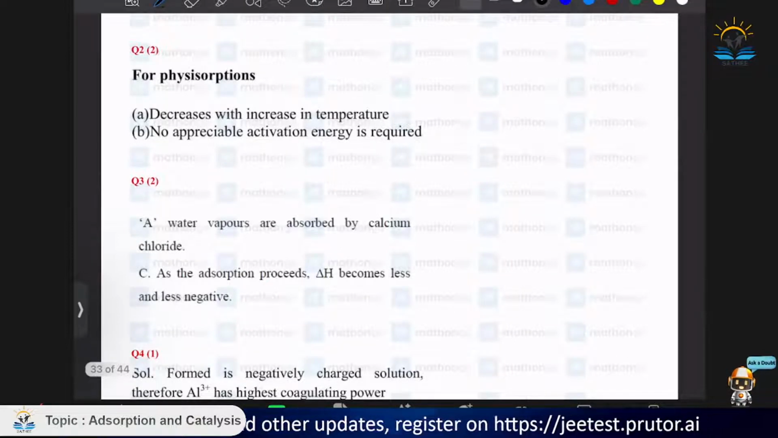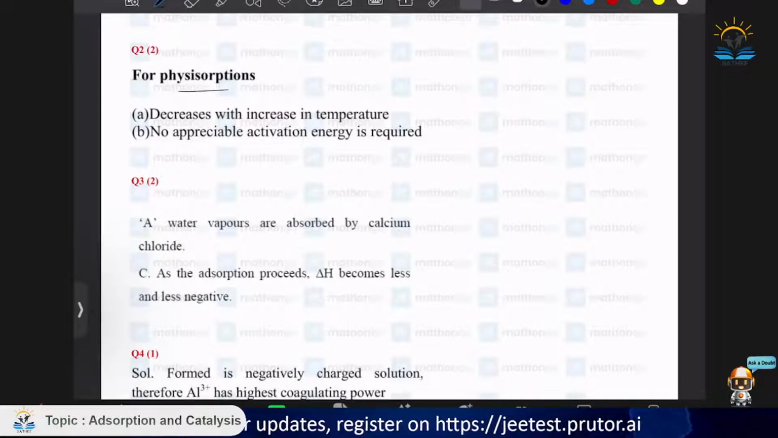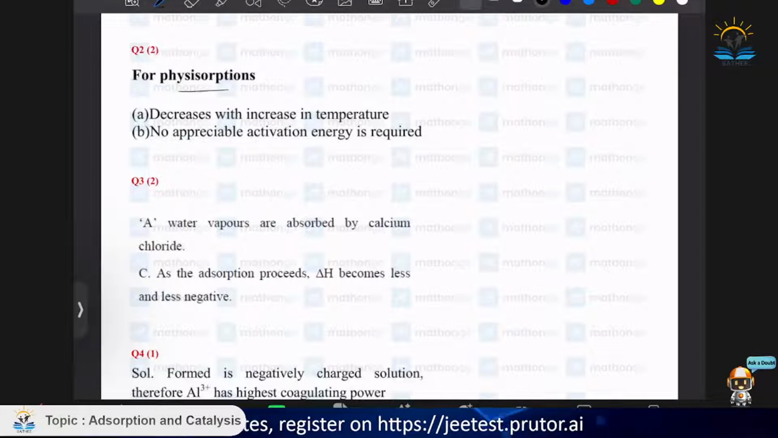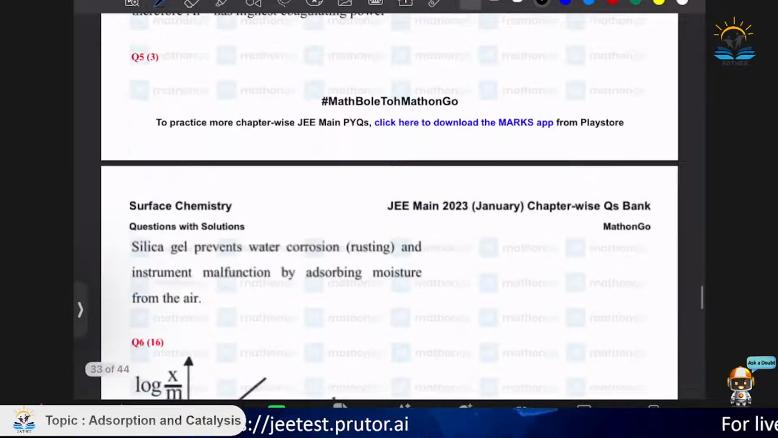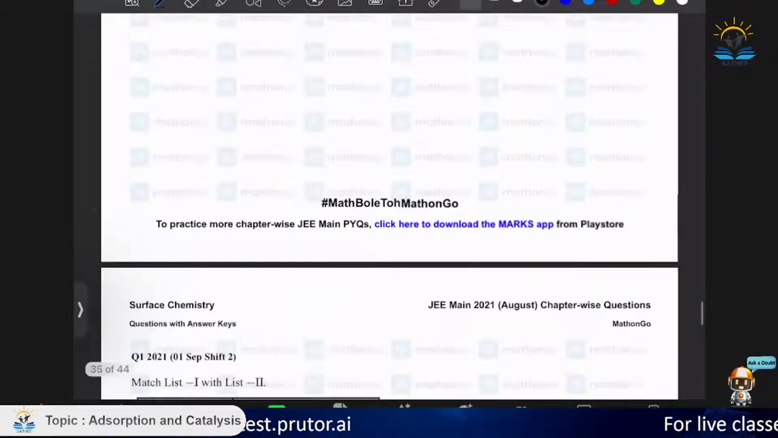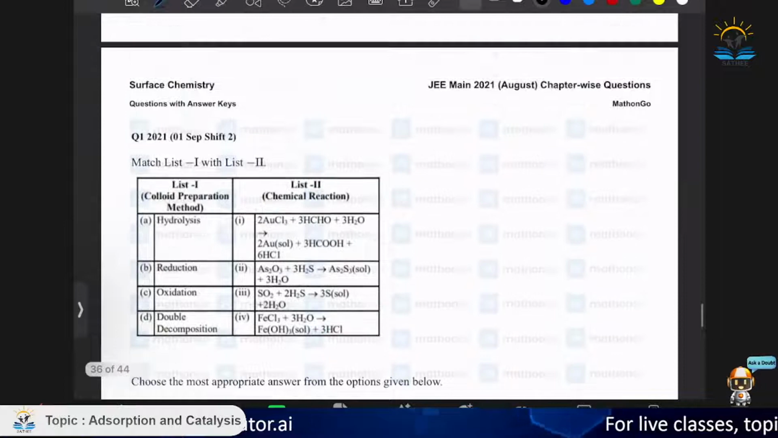Question says, for physisorption, dash decreases with increase in temperature. Yeah, physisorption decreases with increase in temperature. No appreciable activation energy is required. Okay, we are just looking at the solutions. We'll move to the next one.